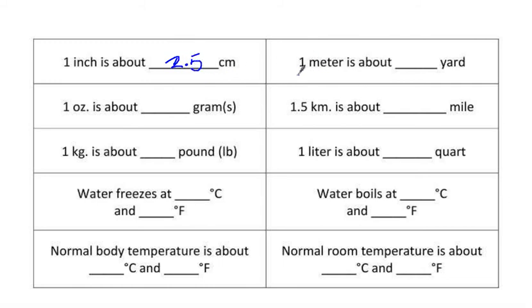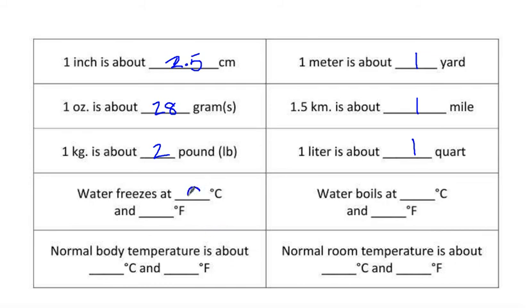So 1 inch is about 2.5 centimeters in the metric system. 1 meter is about 1 yard. 1 ounce is about 28 grams. 1.5 kilometers is about 1 mile. 1 kilogram is about 2 pounds. 1 liter is about 1 quart.